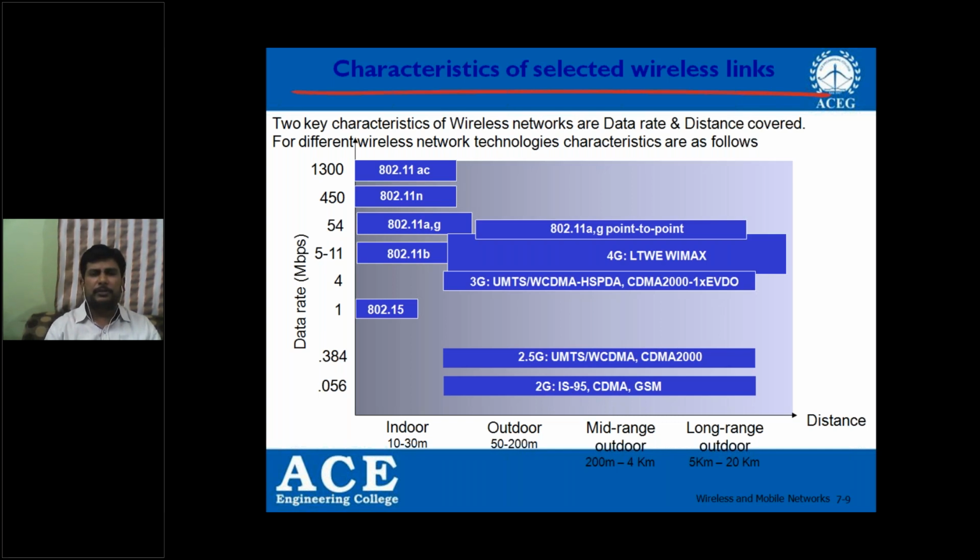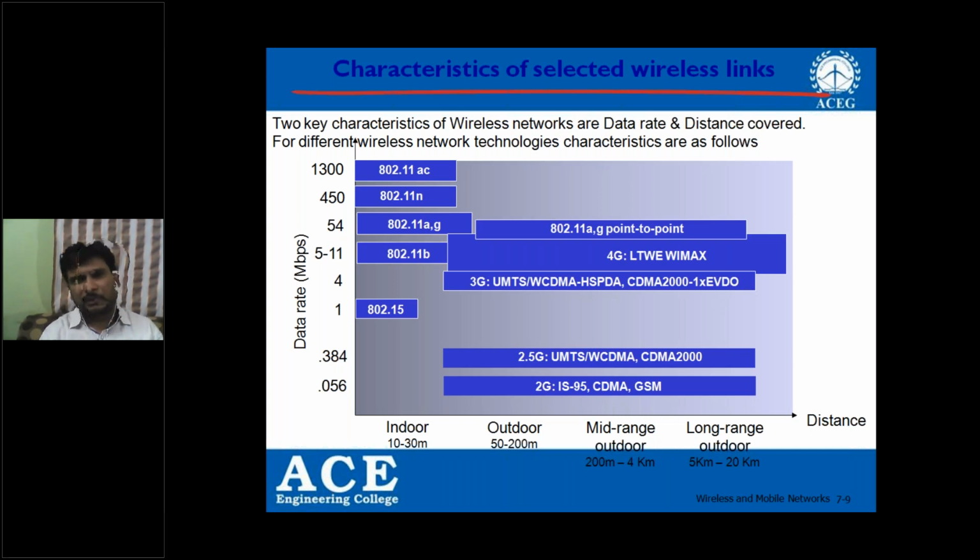Now we are talking about different types of wireless networks, wireless links, and the characteristics of those selected wireless links. In particular, we are going to mention two important parameters: data rate, meaning the rate at which data is transmitted, and the distance covered by a particular wireless link. I hope you are clear about data rate. The Mbps we talk about is the speed, the amount of data that can be transmitted in a given time.